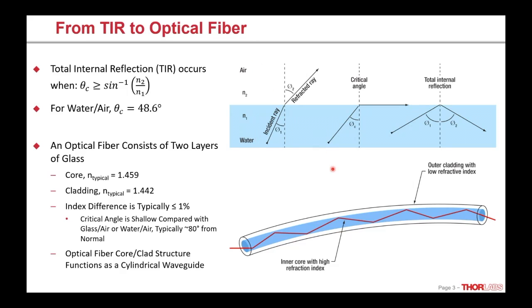But in an optical fiber, the way this works is we have two different layers of glass. And these two layers of glass have a slightly different refractive index. It's a pretty small change, typically on the order of 1% or even less. And what this means is that the critical angle is large, or in other words, the light has to be incident on this boundary at a pretty shallow angle to experience total internal reflection. But this is the basic structure of an optical fiber, the inner layer being called the core, the outer layer being called the cladding. And this functions as essentially a cylindrical waveguide.